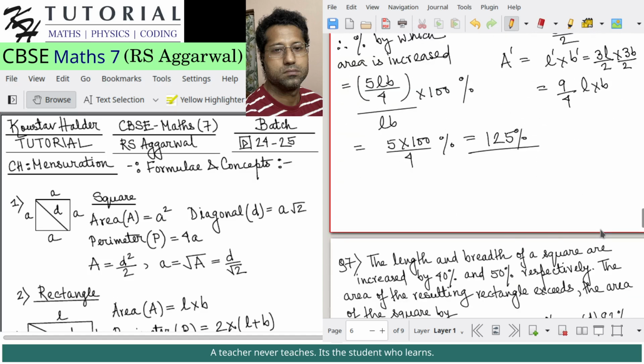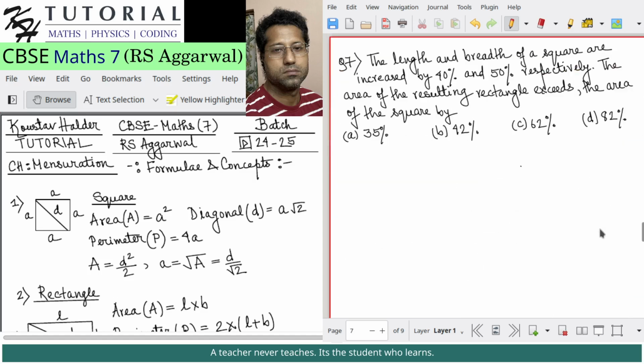Okay, let's do the next problem. The length and breadth of a square are increased by 40% and 50%. The length and breadth of a square is same. Why is it saying length and breadth of a square? Anyway, the length and breadth of a square are increased by 40% and 50% respectively. The area of the resulting rectangle exceeds the area of the square by.